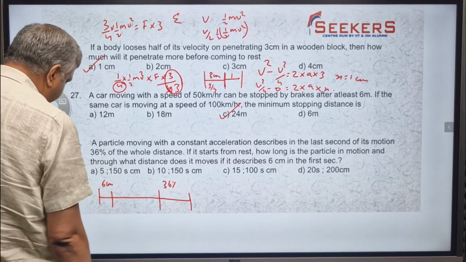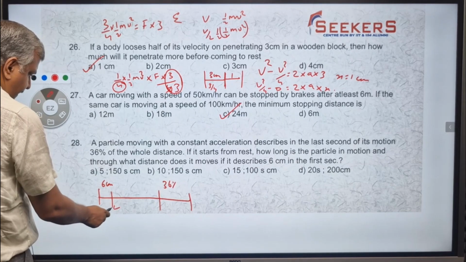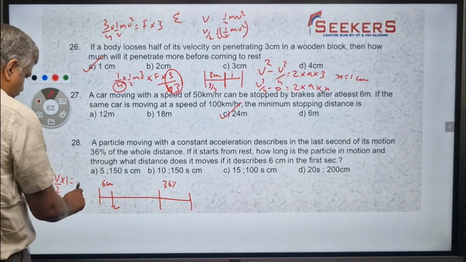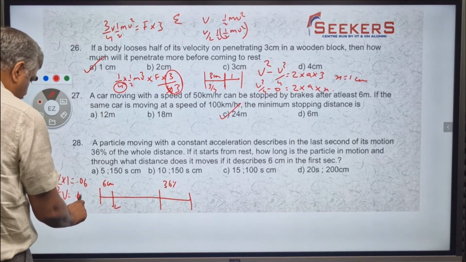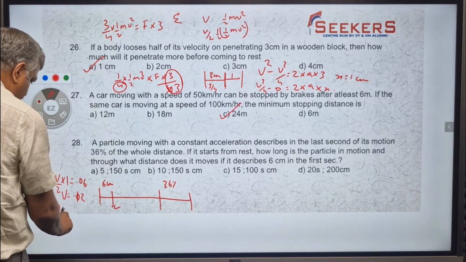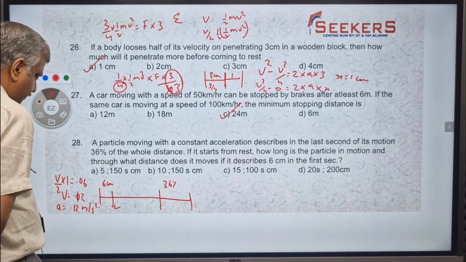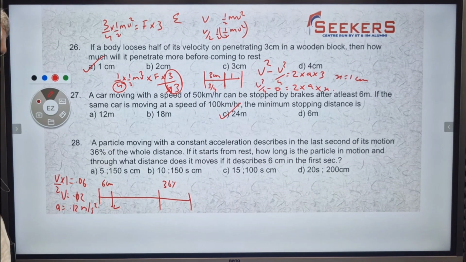So what can I say? Can I say if the velocity here is v, then average velocity is v by 2, so v by 2 into 1 is equal to 0.06. So from there v is equal to 0.12, that means a is equal to 0.12 meters per second squared. Yeah, so a is equal to 0.12 meters per second squared.